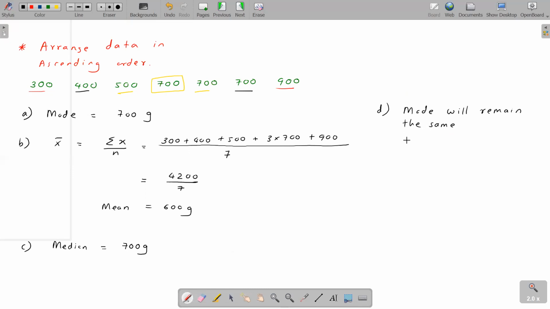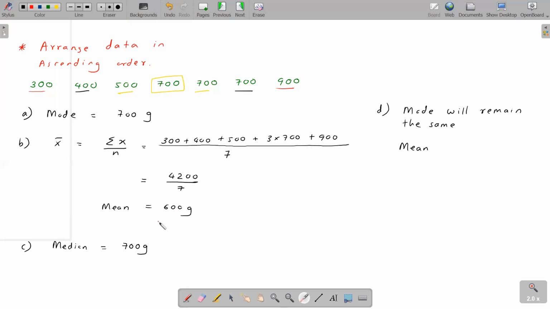And then let's talk about the mean. Currently your mean is 600. So currently our average weight is 600. You add a weight now that is more than the current mean. So what does that do? When you add a value that is more than your current mean, now the value 700 is more than 600, which means your mean will increase.